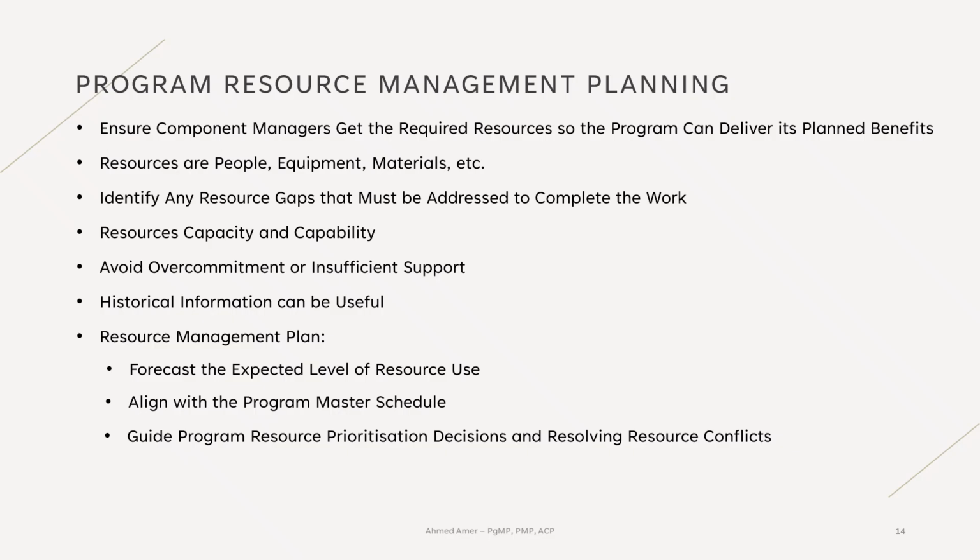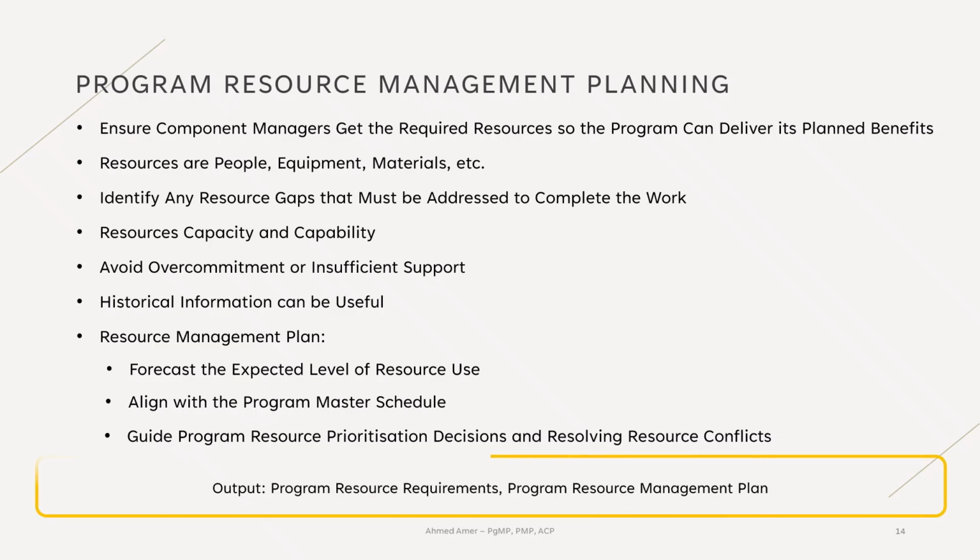And when the program simply doesn't have the resources it needs, the program manager looks beyond the program boundaries and asks the larger organization for help. Sometimes that even means developing a statement of work, SOW, to contract external resources. By the end of this activity, we end up with two key outputs: the program resource requirements and the program resource management plan.